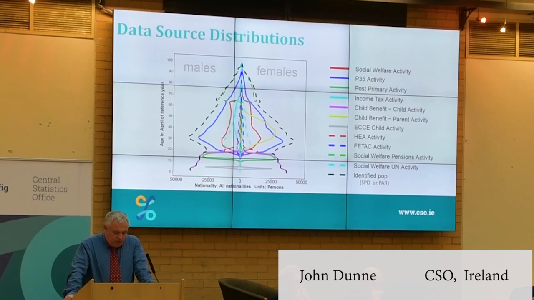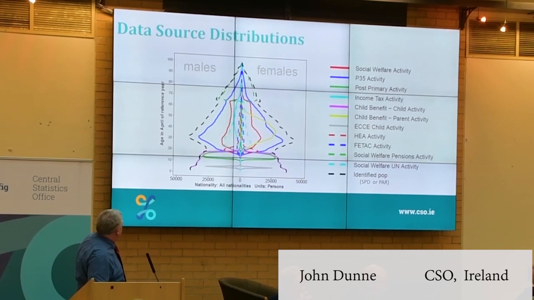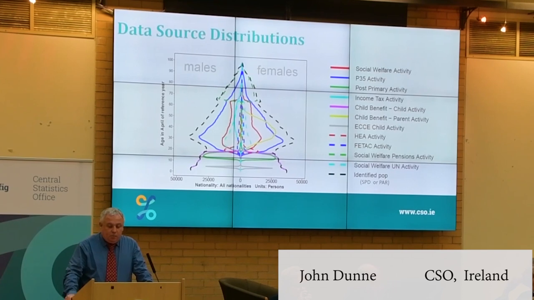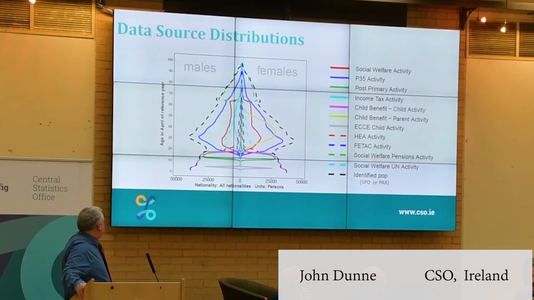The green continuous line, which is post-primary activity in the age category 10 to 18, is based on post-primary enrolments in the school system. And we see we get nearly close to the full administratively active population there. We get quite good coverage in that category just from that source alone.